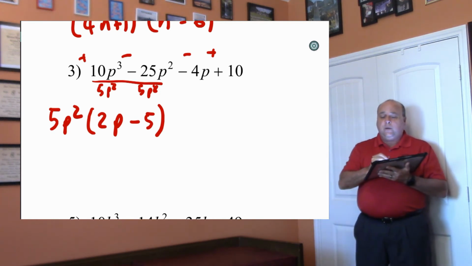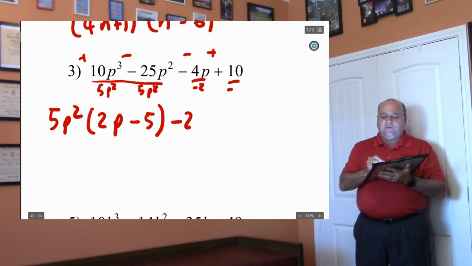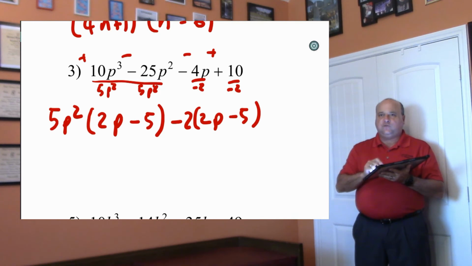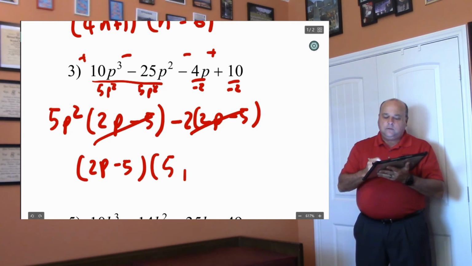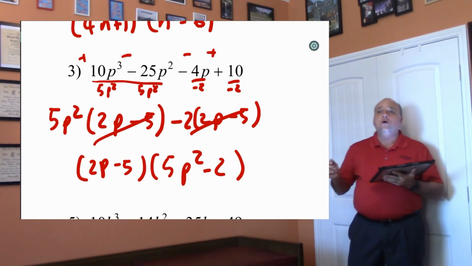I could take a 2 out of 4 and 10, can I? But since the signs are opposite, I'm going to put a negative 2. So I'm going to divide these by negative 2. So I'm going to get 2p and then minus 5, right? Notice the 2p minus 5s repeat. So I'm going to write down one of the 2p minus 5s and then cancel out. Okay?